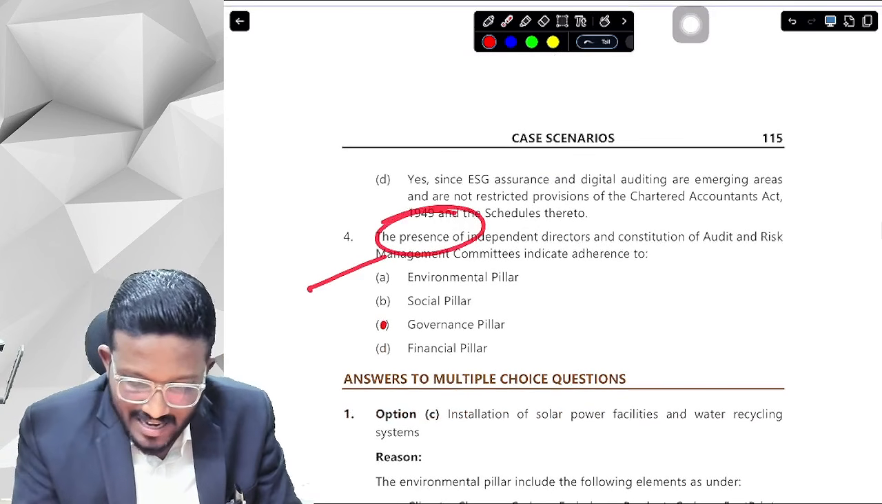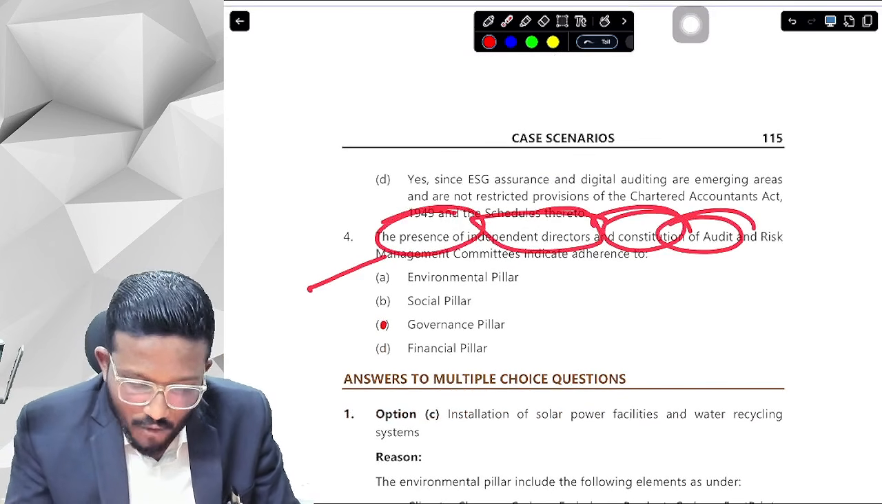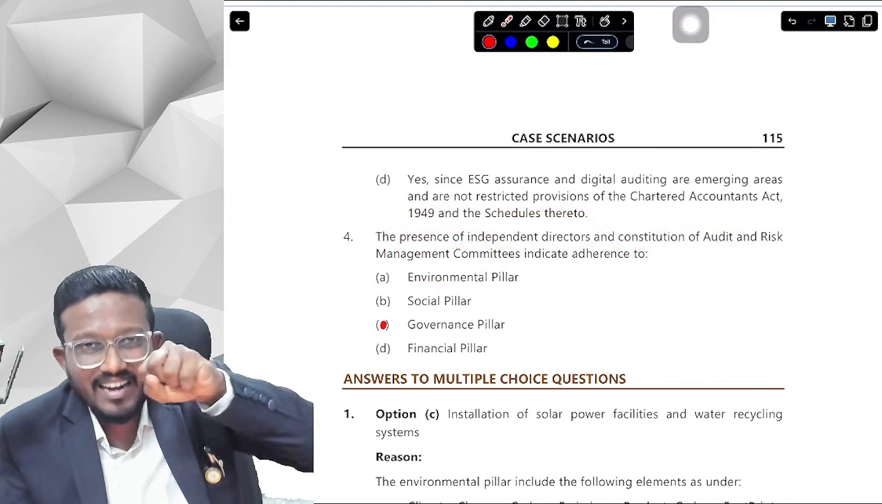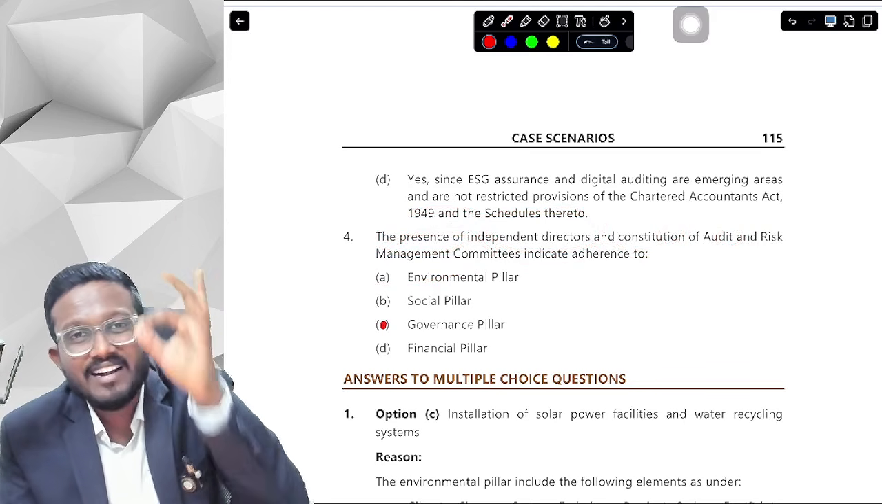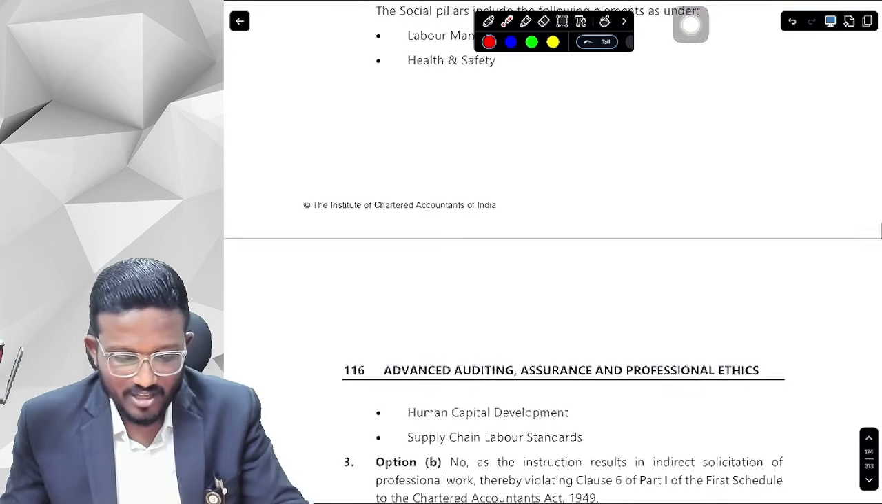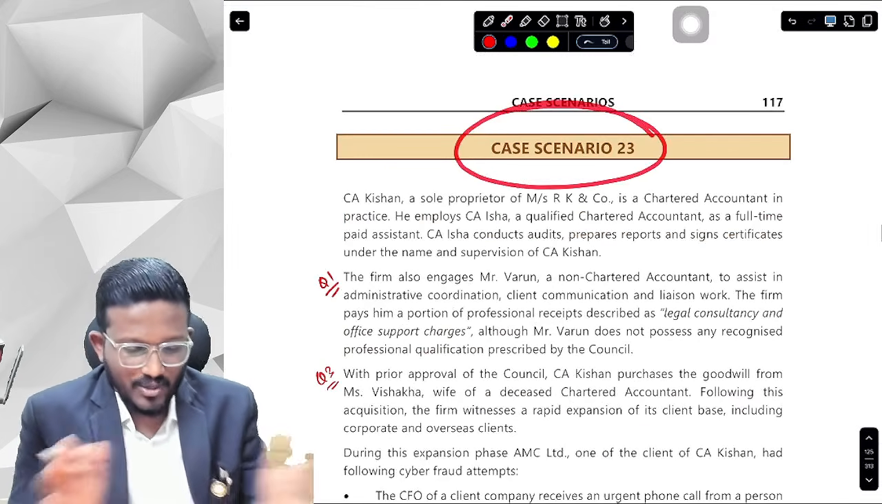Next is question number 4. The presence of independent director and constitution of audit and risk management committees indicate adherence to... So basically we are hiring independent directors, we are forming committees, so that is all part of our governance pillar. Okay, yes sir. Chaliye, this was your case scenario number 22. Let's do case scenario number 23.